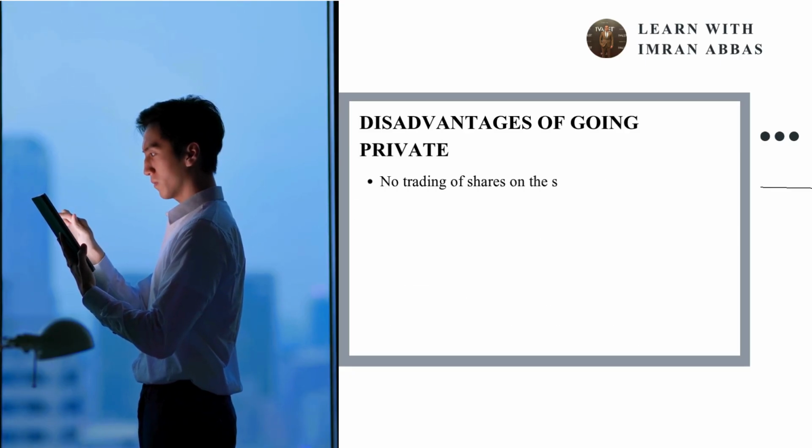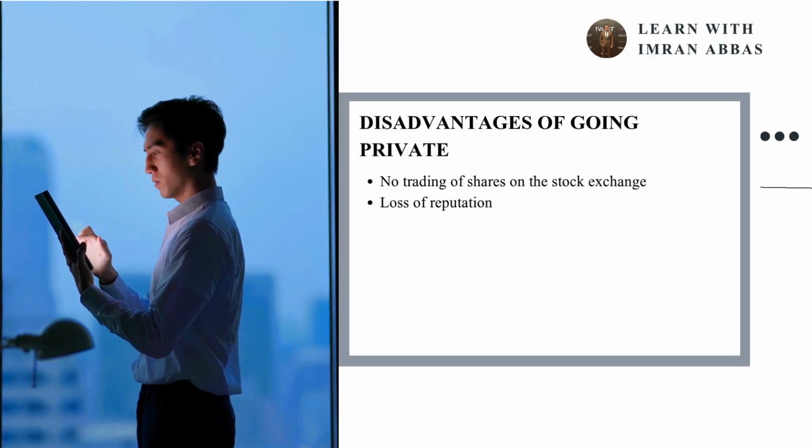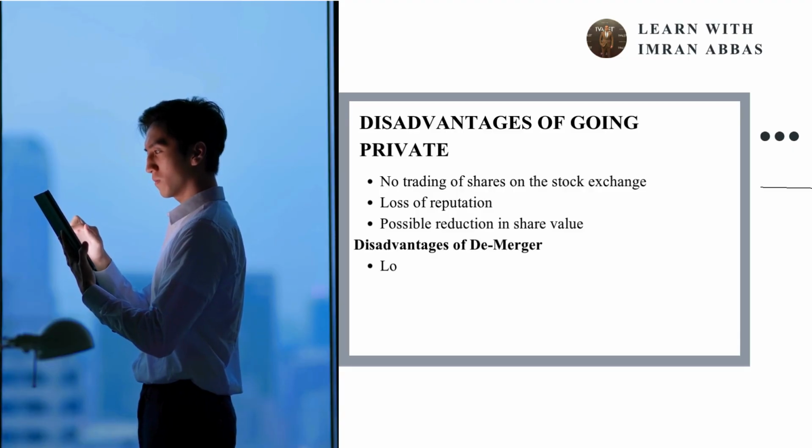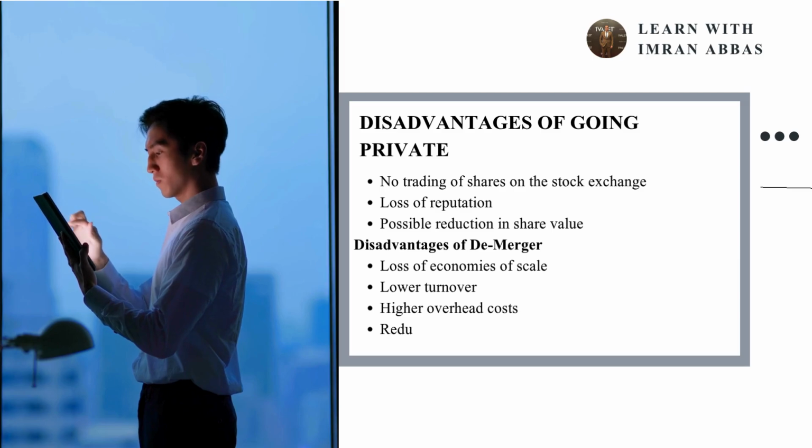Disadvantages of going private: no trading of shares on the stock exchange, loss of reputation, possible reduction in share value. Disadvantages of demerger: loss of economies of scale, lower turnover, higher overhead costs, reduced ability to raise finance.